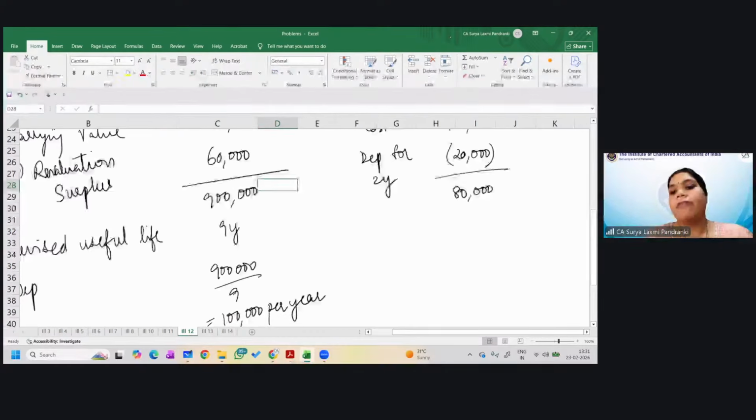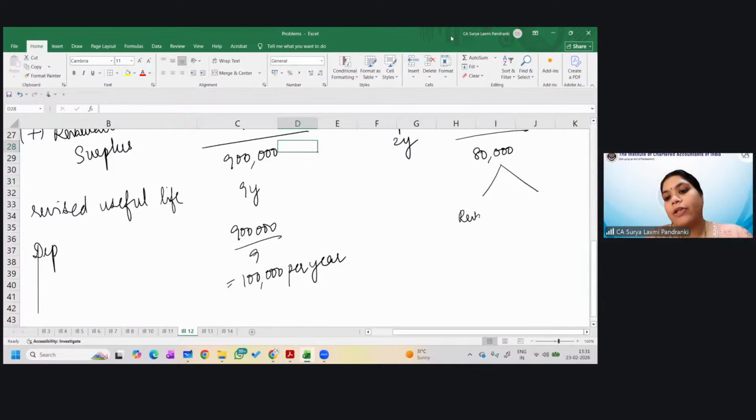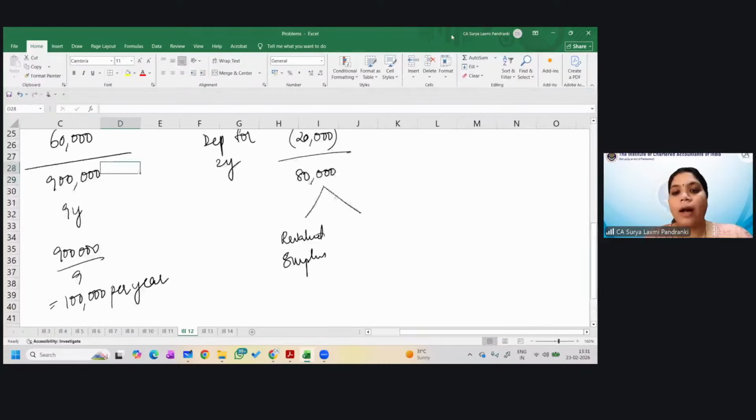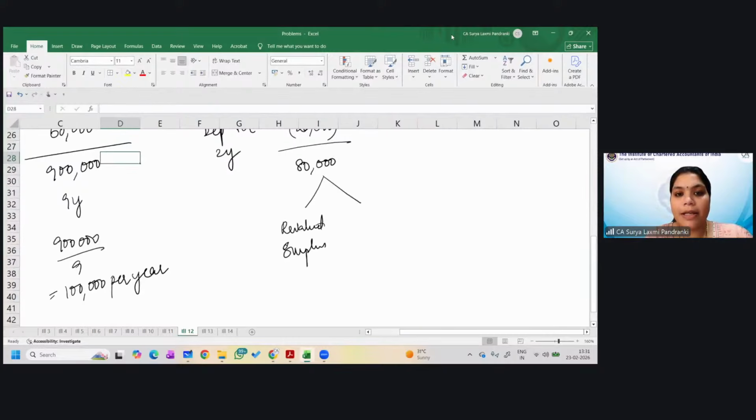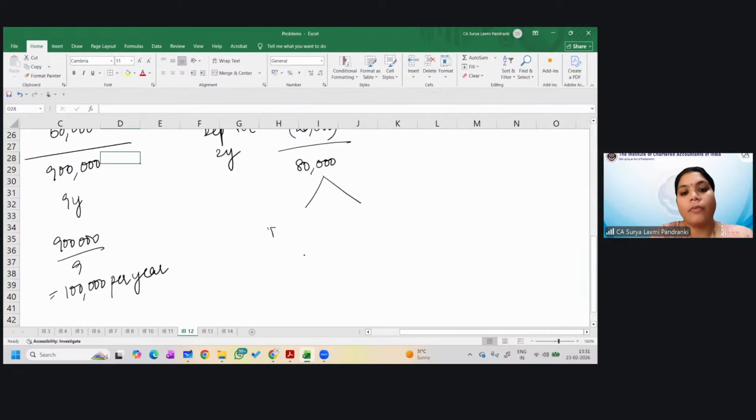On this date, if I revise the value, I will have a revaluation surplus. Okay, revaluation surplus. Suppose this value is going up. If there is an increase and decrease, there can be both the cases.